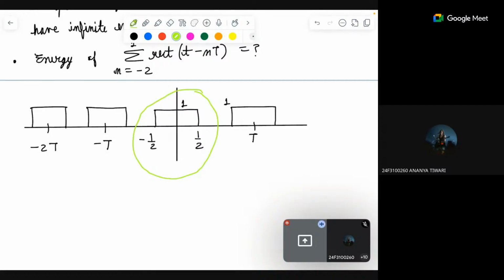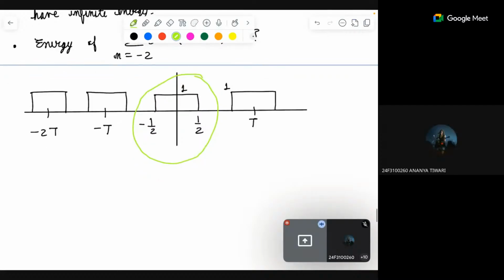So I'm calculating only the energy of this green portion. What is the magnitude of this signal? Will anyone unmute and speak? What is the energy of this signal encircled in this green? It is 1 from minus half to half. 1 is the magnitude, and the square of 1 is again 1. So I have 1 dt, and it is 1 between minus half to half. If I do this integration, I get 1.